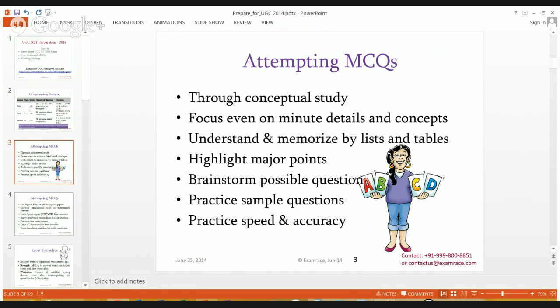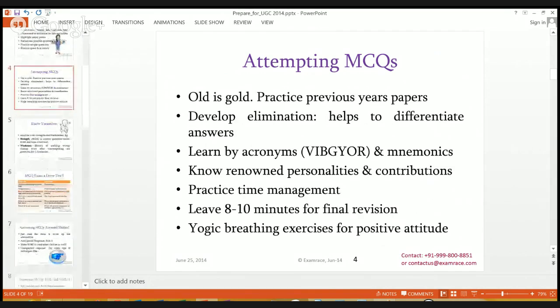Now, the main thing I would be focusing on here is how to answer or attempt MCQ questions. When we talk about attempting an MCQ question, it's very important that we develop the skill of elimination. Elimination means how to differentiate good answers and bad answers. If you have 4 choices in a question, you must be able to scrutinize which choice is most applicable and which choice is least applicable.